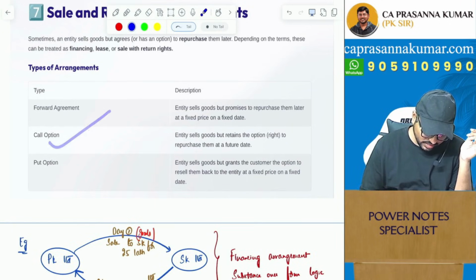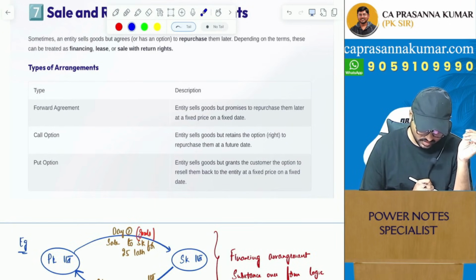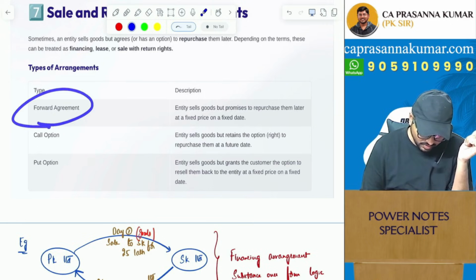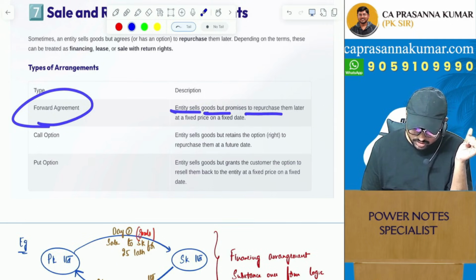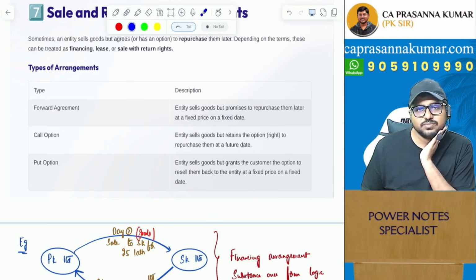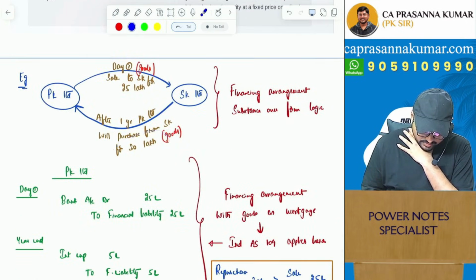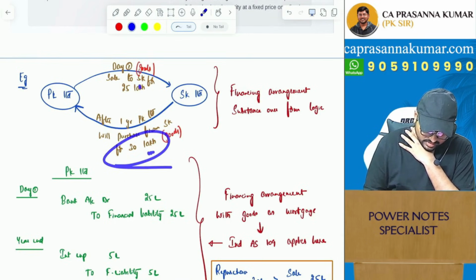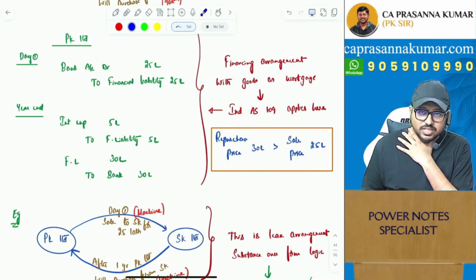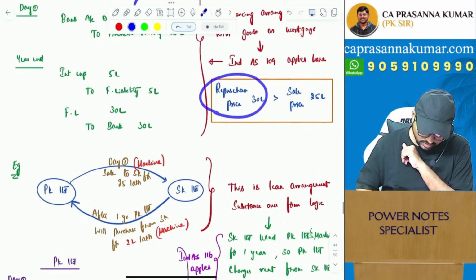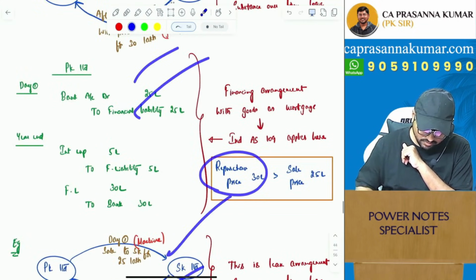can be a call option, can be a put option. When will it be regarded as a forward agreement, when will it be called a call option, when will it be called a put option? Very simple. Forward agreement means the entity sells goods but promises to repurchase them at a fixed price. Here it is fixed price only, na? And this fixed price can be greater than the sale price or less than the sale price. Fixed price is nothing but the repurchase price. So both of these are forward agreements only.